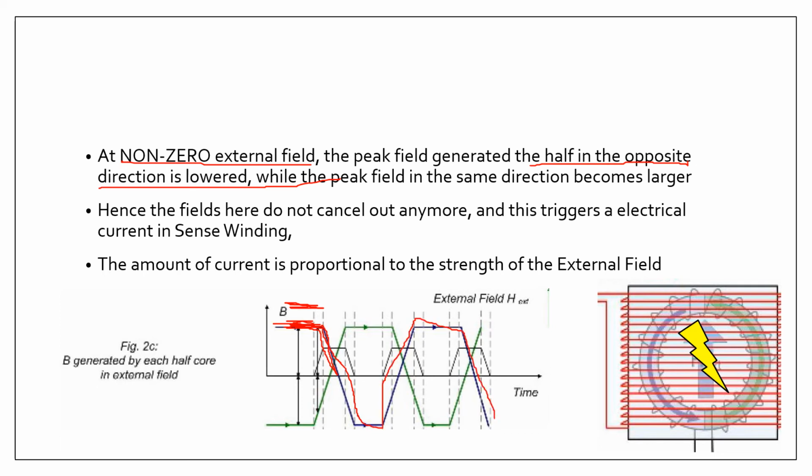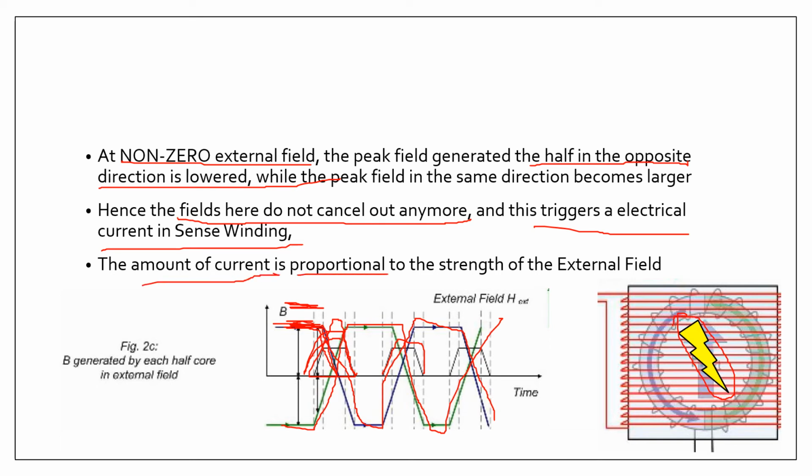while the other half will peak at a higher value. So their magnetic fields will not cancel out anymore, and there will be a net magnetic field being generated by the two halves. This net magnetic field will trigger an electrical current in the sense winding, and the strength of the current will be proportional to the strength of the external magnetic field.